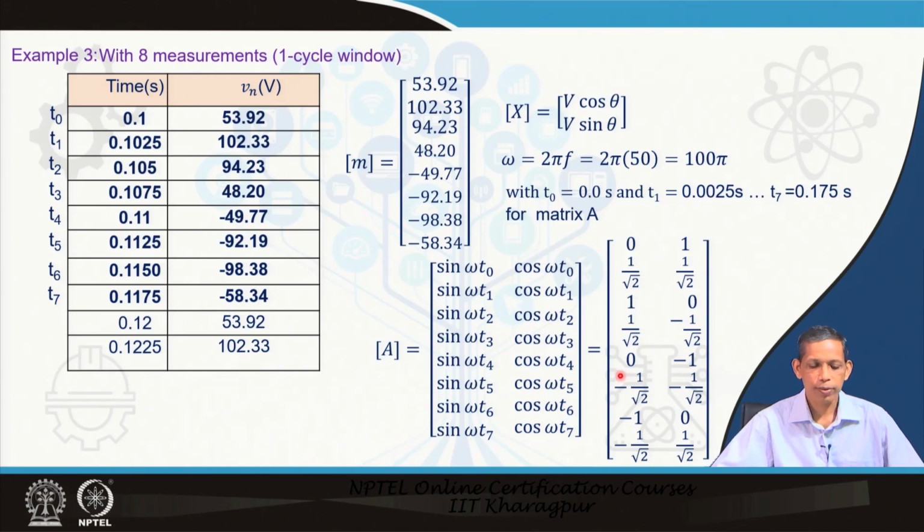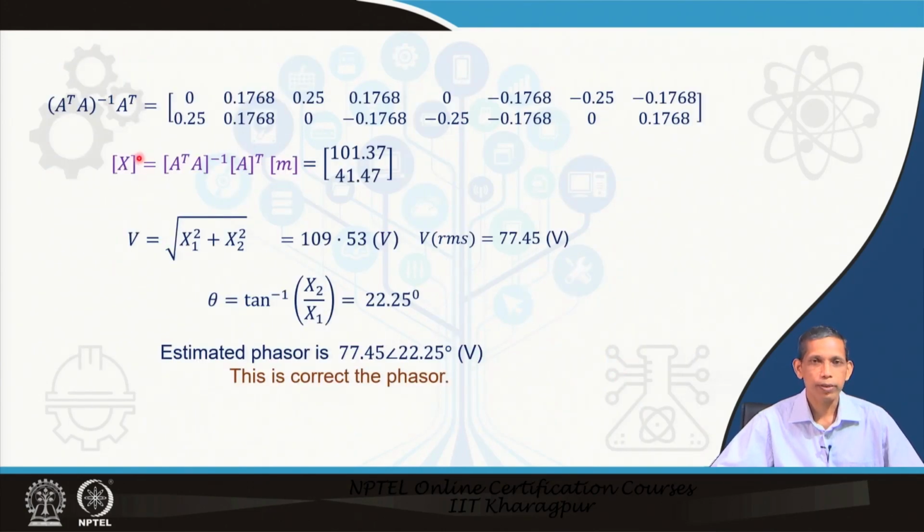So, we see that if we apply this to 8 measurements for this estimation of the phasors, then we get the corresponding pseudo inverse matrix A like this, and x is the pseudo inverse into m, that becomes 101.37, 41.47, and then the corresponding V to be like this, and V RMS to be 77.45, which is the correct one, and theta to be 22.25. The estimated phasor is 77.45, 22.25 for this first window. So, that is the correct phasor we are getting.